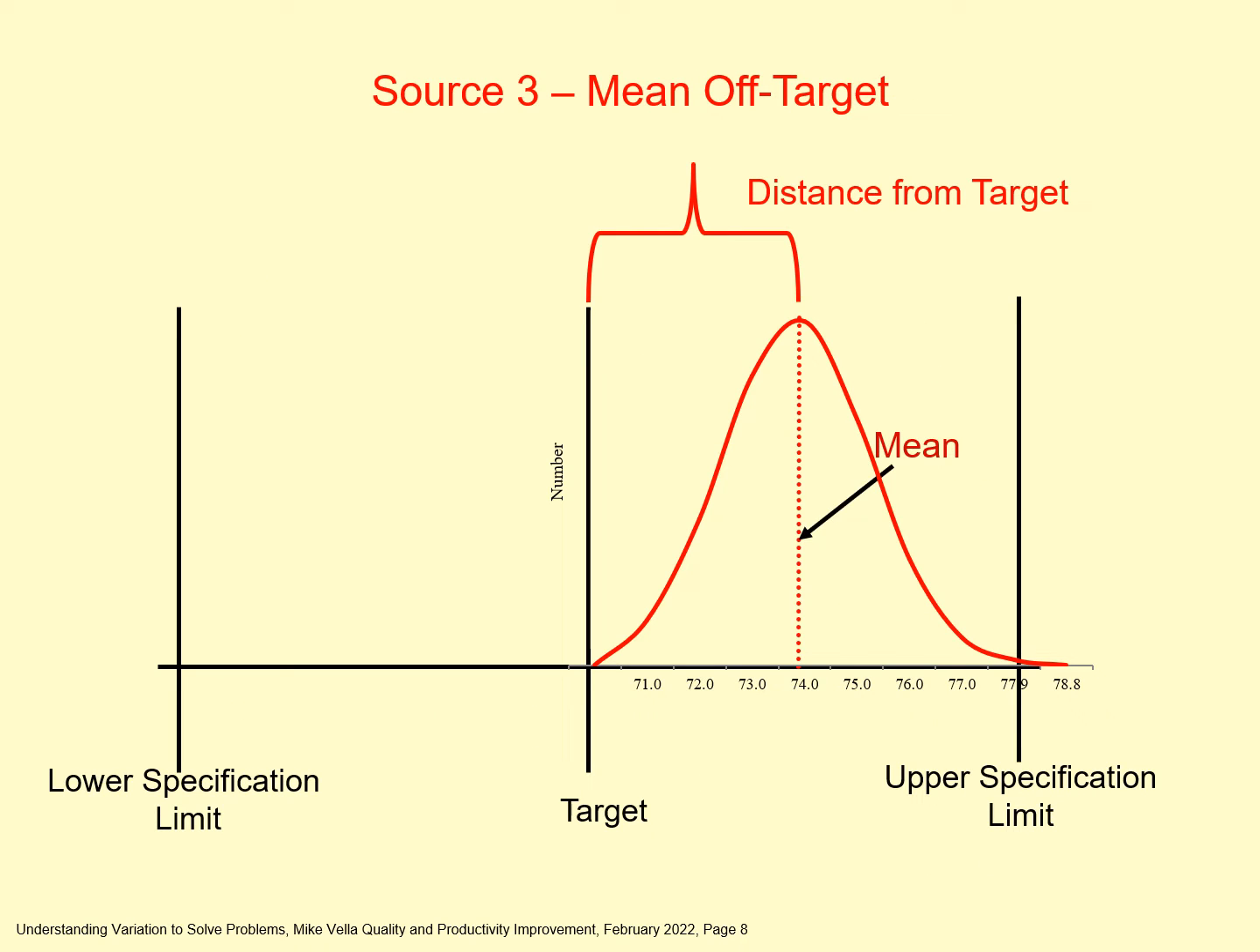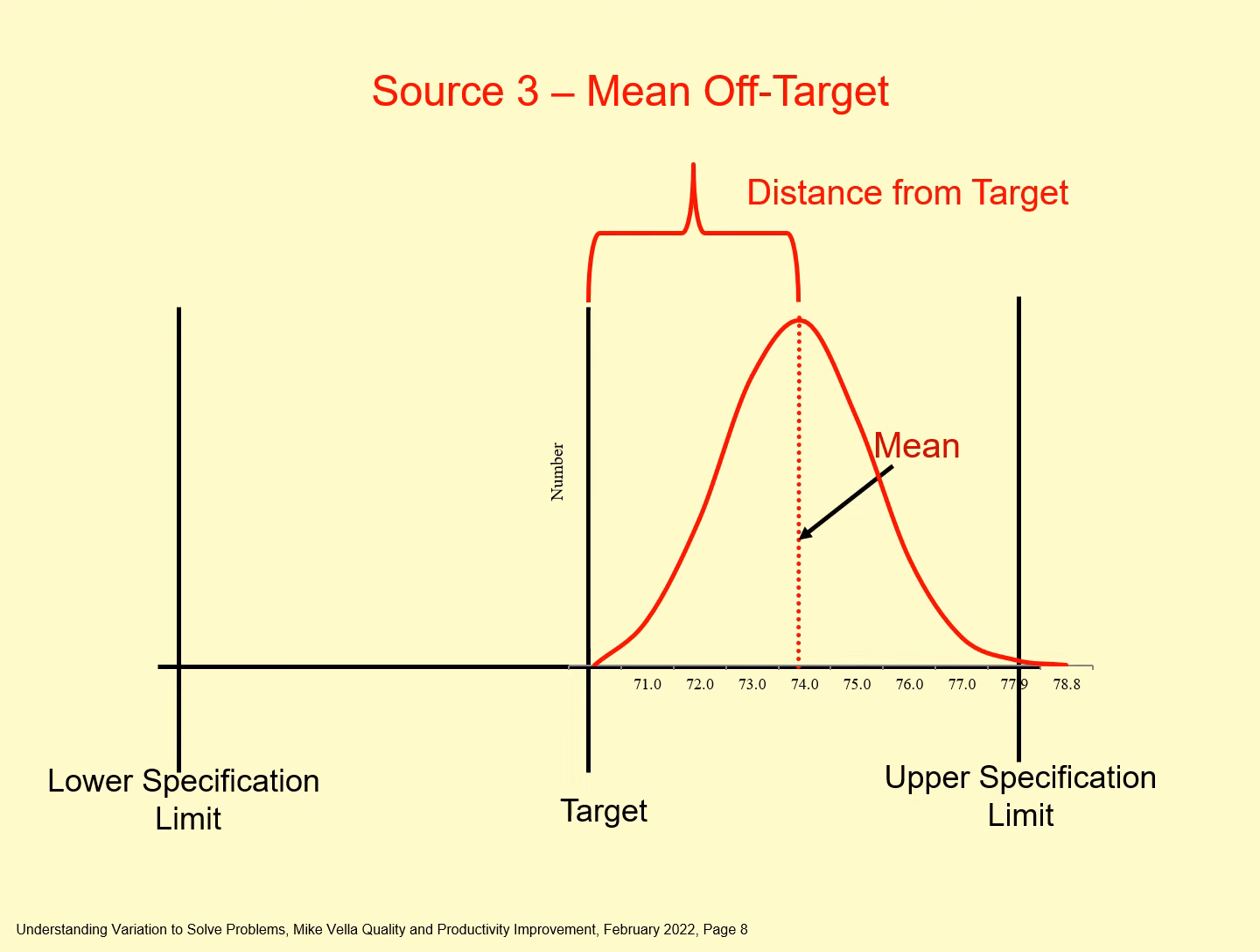So this is source 3, mean off target. If you recall, source 1 is normal variation from the mean, very normal. Individuals or averages will be normally distributed about the mean. Source 2 is instability of the mean. The mean is moving back and forth, up and down, without particular control. And source 2b is instability of the standard deviation. So when we go back to thinking about our control charts, source 2a is indicated by the average chart, and source 2b will be indicated by the standard deviation.